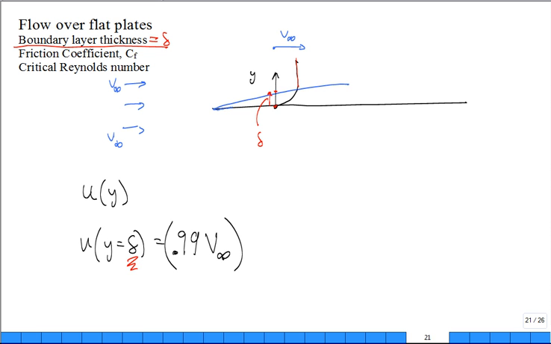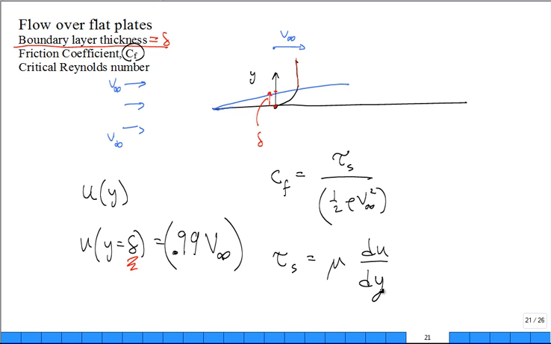Now, this friction coefficient, C sub F, is related to the force or the stress per unit area, the viscous shear stress at the surface. It's normalized by the dynamic pressure. So these are both forces per unit area. True? Okay. How do I calculate the viscous shear stress at the surface? Mu du dy at y equal to 0. True? Whose law? Newton's law of viscosity.